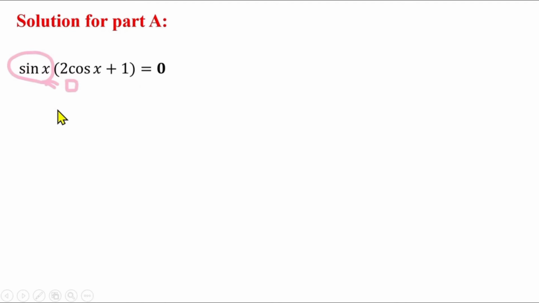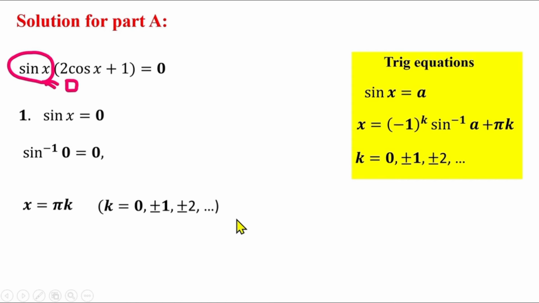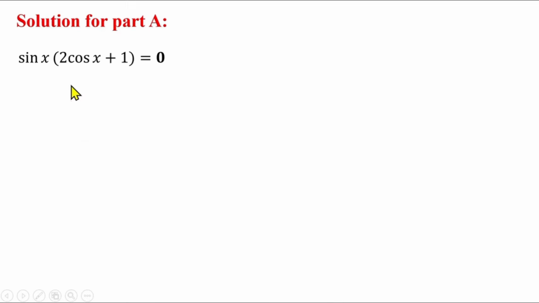We start with sine x equal to 0, and we have the first equation for x. We need to recollect trigonometric equations, how to solve them. For sine x equal a, we have for x the following answer, where k is given here. We take into account that arcsine of 0 equals 0, and we have the first solution in this form. We go to the next step.